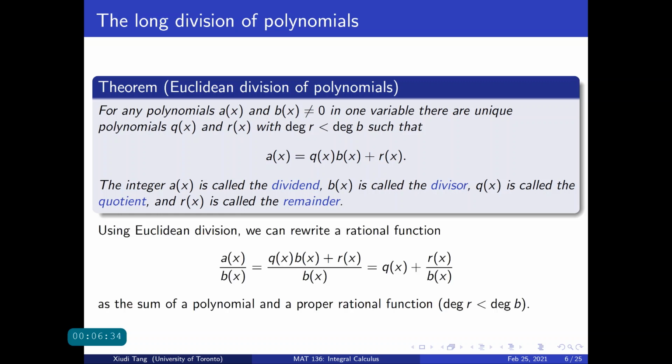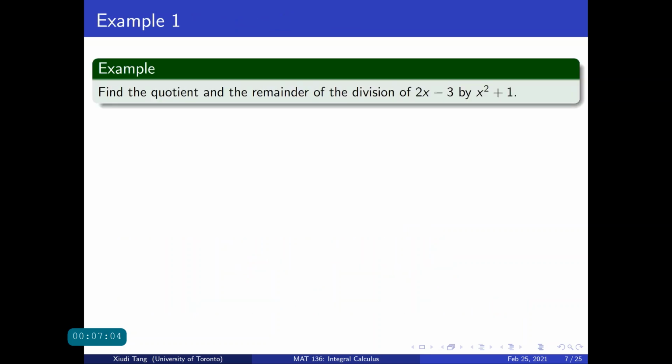Okay. And when we use the Euclidean division, we can rewrite a given rational function, with perhaps a very large numerator, as the sum of a polynomial plus a proper rational function, so that the numerator degree is lower than the degree of the denominator. So this is our application of this Euclidean division. The algorithm would be similar to the long division of integers.